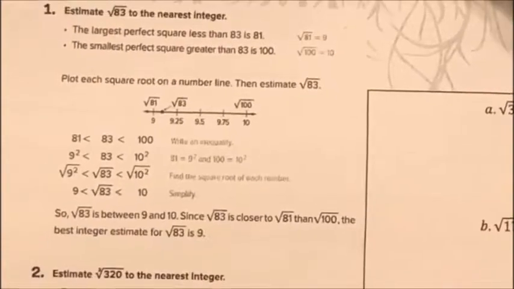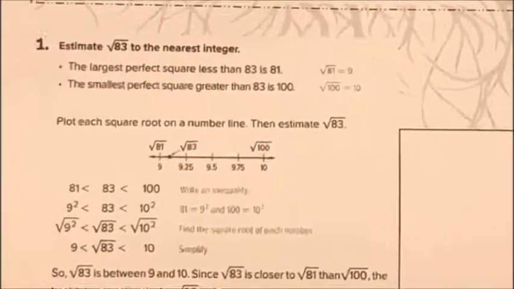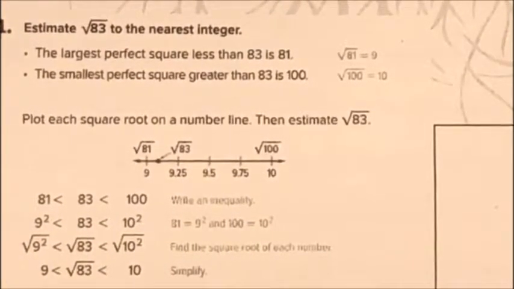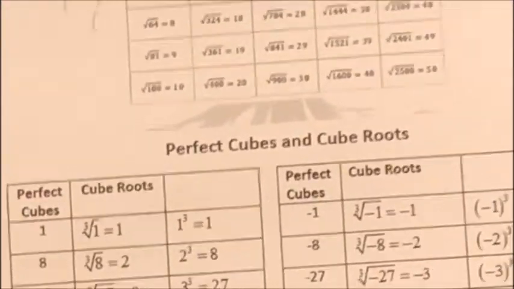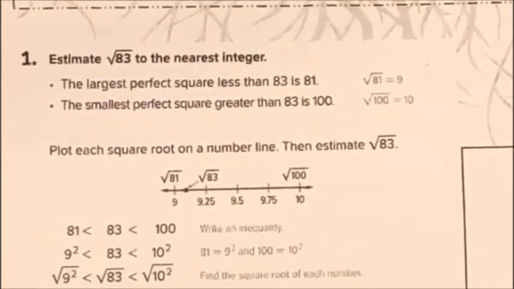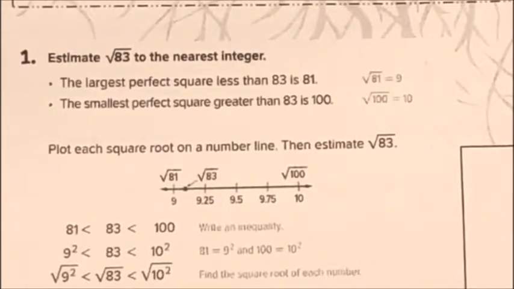So the first problem, problem 1, says estimate the square root of 83 to the nearest integer. So I'm looking for the nearest whole number. I want to look at the largest perfect square. Remember that square root chart that I gave you on the previous page? You're going to want to use that. The largest perfect square less than 83 is 81, so that's 9. And the smallest perfect square greater than 83 is 100, and that's 10.